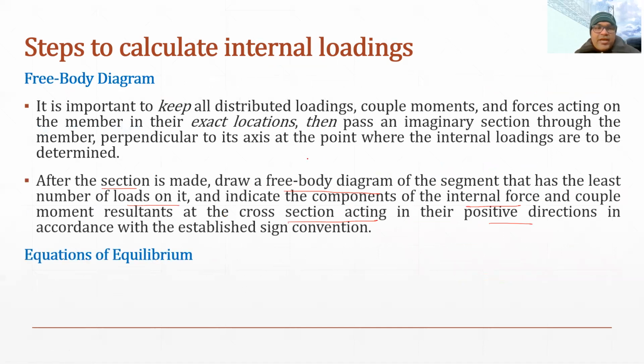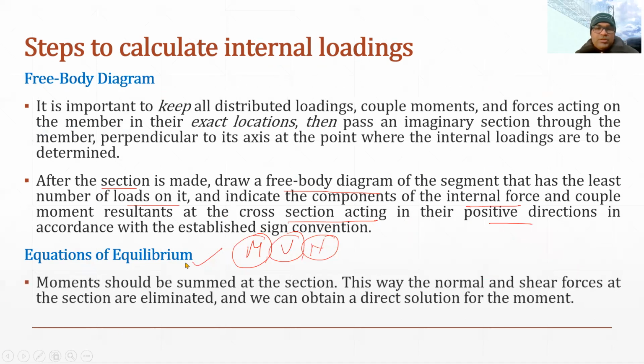Once we make the free body diagram, then we have to apply the equations of equilibrium to calculate the value of M, V and N. N can be calculated using the equation of equilibrium, summation of Fx equals 0. Then V can be calculated using the second equation of equilibrium, which is summation of Fy equals 0. And M can be calculated using the third equation of equilibrium, which is summation of M equals 0. Generally we take moment at the point where we cut the section. Therefore, moments should be summed at the section.